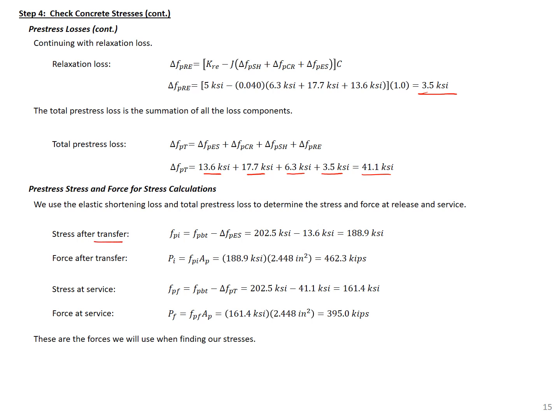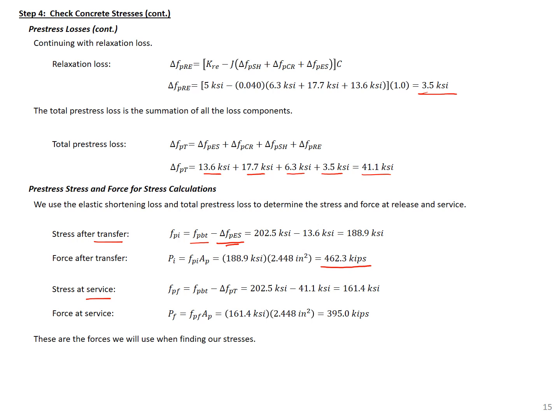With our losses, we can then calculate the stress and the force at time of transfer, and also the stresses and forces at service. At the time of transfer, we only take off the elastic shortening loss. So we have our stress in the strand before transfer, take off the elastic shortening loss, and then we have the stress in the strand after transfer. Take that times the strand area to get our total force in the prestressing strand after transfer happens.